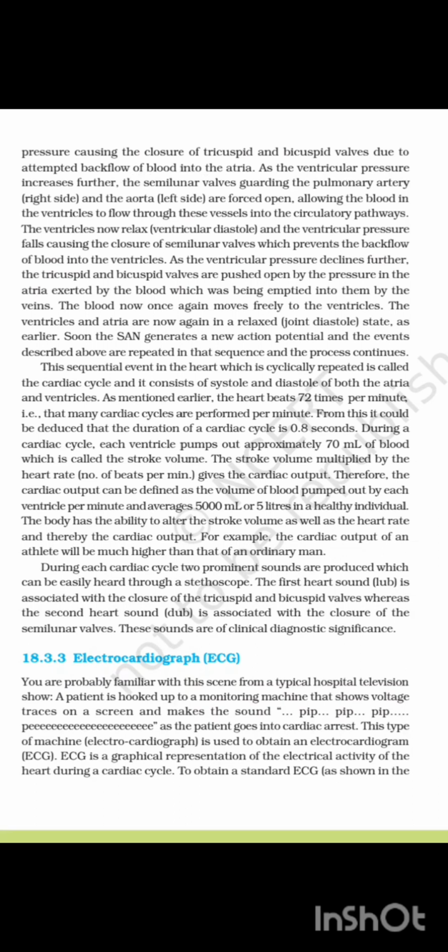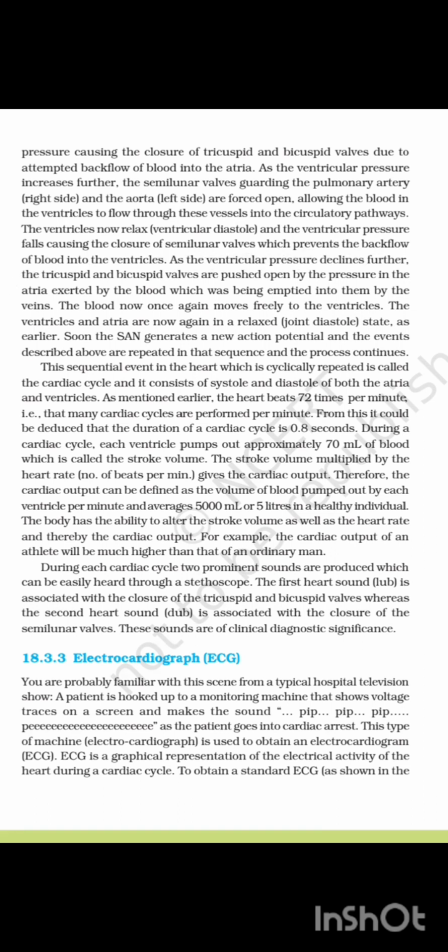As the ventricular pressure increases further, the semilunar valves guarding the pulmonary artery (right side) and the aorta (left side) are forced open, allowing the blood in the ventricles to flow through these vessels into the circulatory pathway. The ventricles now relax (ventricular diastole) and the ventricular pressure falls, causing the closure of the semilunar valves, which prevents the backflow of blood into the ventricle.